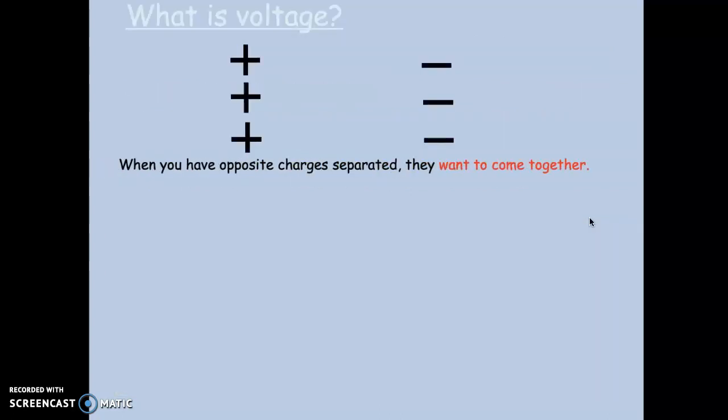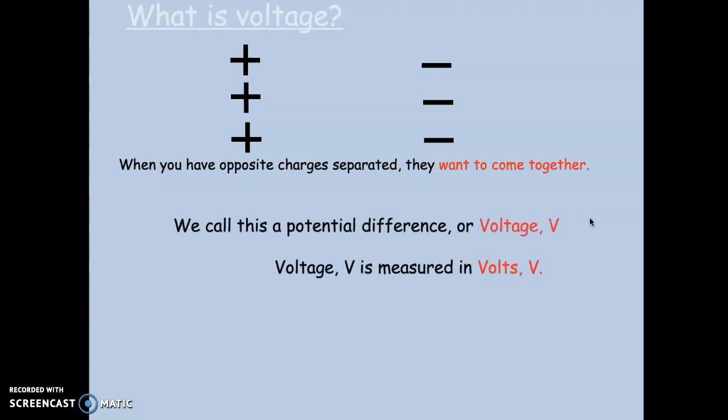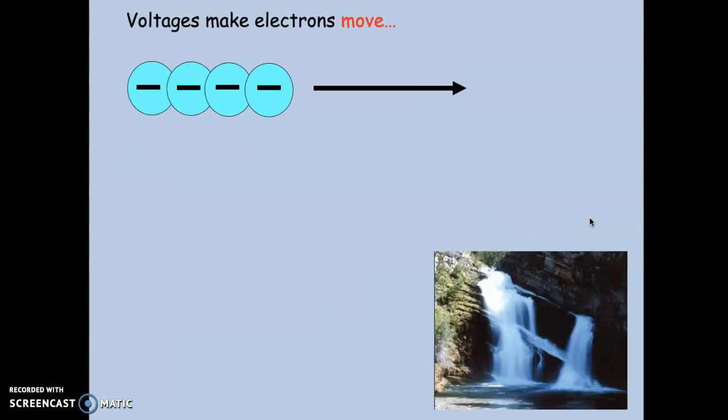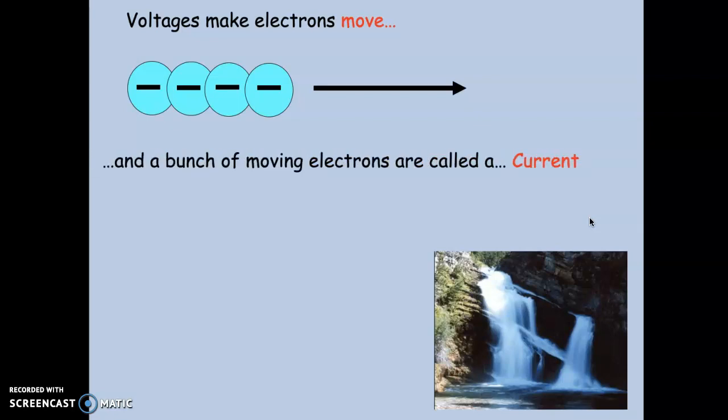Okay, so voltage, you have opposite charges separated, they want to come together. And that's called voltage, measured in volts. Letter V as well. This is what makes electrons flow. So if I look at those two batteries, you might think, well, which one has more charges, right? Well, listed at the bottom, each had the same voltage. So voltage is what makes electrons move, right?